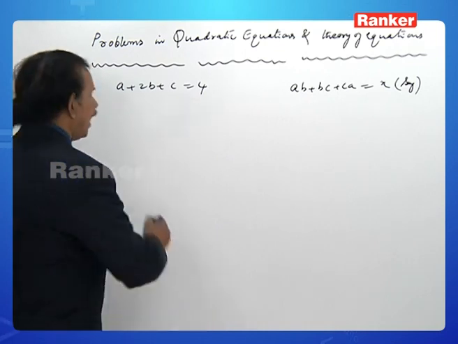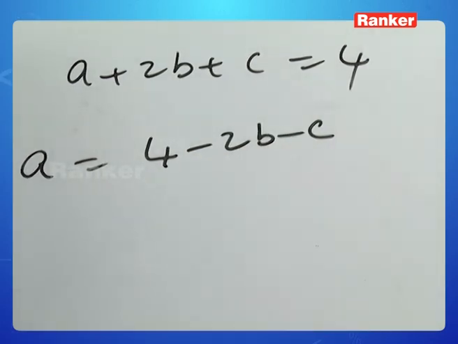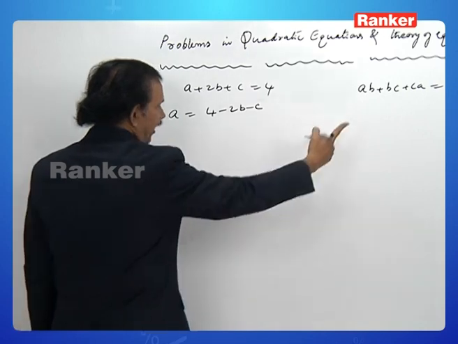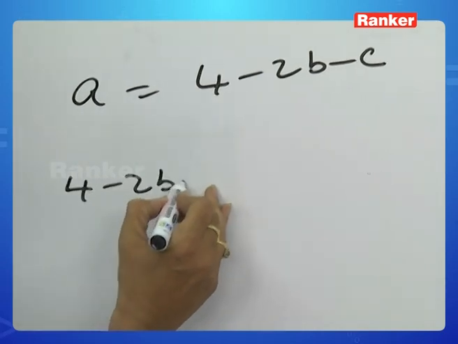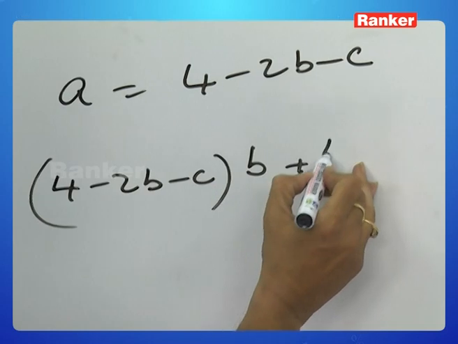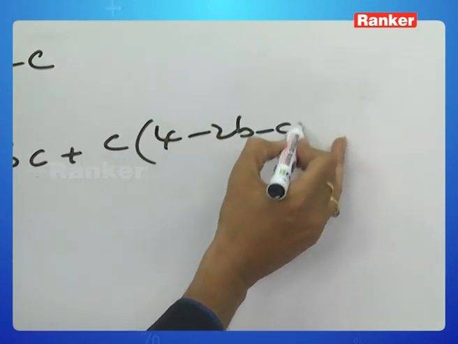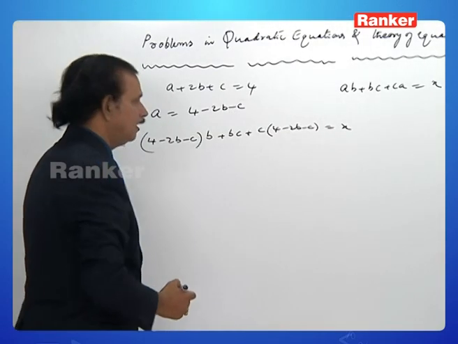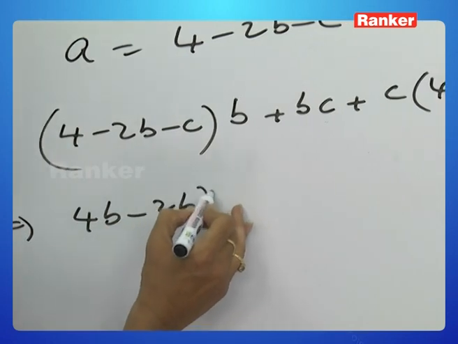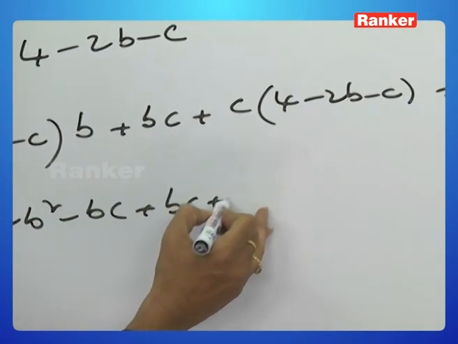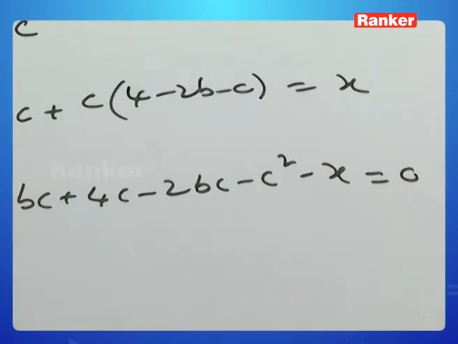Whichever variable you can, I would like to eliminate A from this. A is equal to 4 minus 2B minus C. Now let us substitute this A in this one. What happens? Therefore, (4 minus 2B minus C) into B plus BC plus C into (4 minus 2B minus C) is equal to X. Let us multiply this. 4 into B, 4B minus 2B square minus BC plus BC plus 4C minus 2BC minus C square minus X is equal to 0.